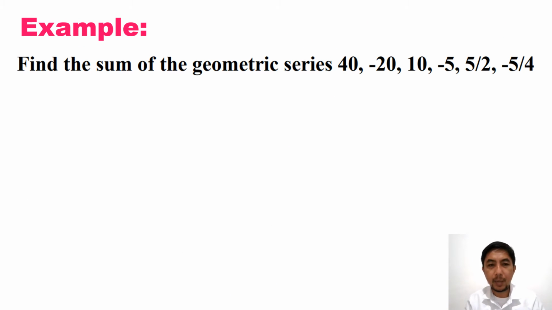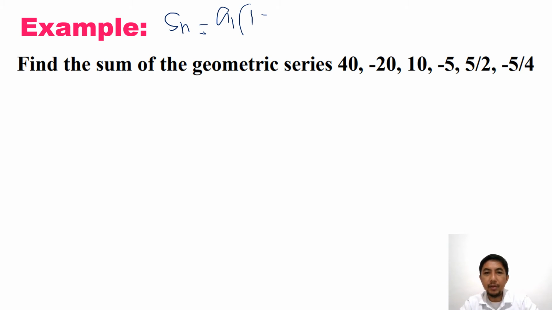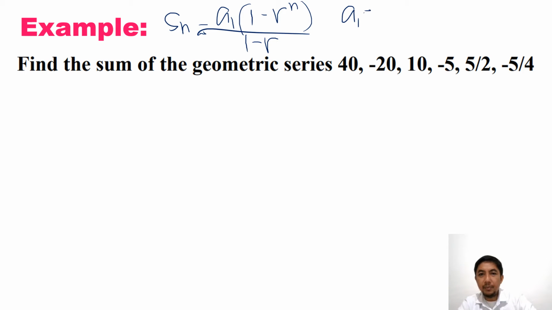Okay, so let's try to have the first example. Find the sum of the geometric sequence 40, negative 20, 10, negative 5, 5 halves, and negative 5 over 4. So the formula that can be used here is S sub n equals a sub 1 times 1 minus r raised to n, divided by 1 minus r. And from the given, the first term is 40. The number of terms: 1, 2, 3, 4, 5, 6. So we have 6 terms.